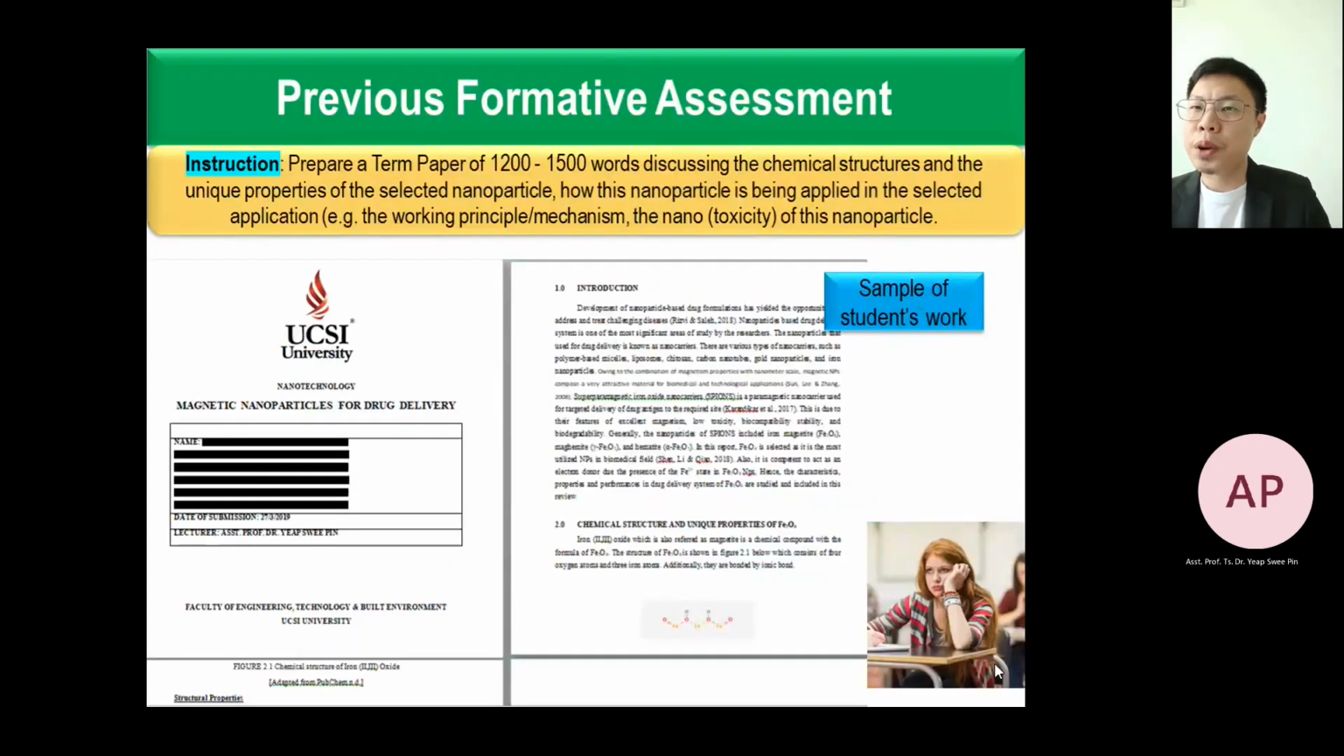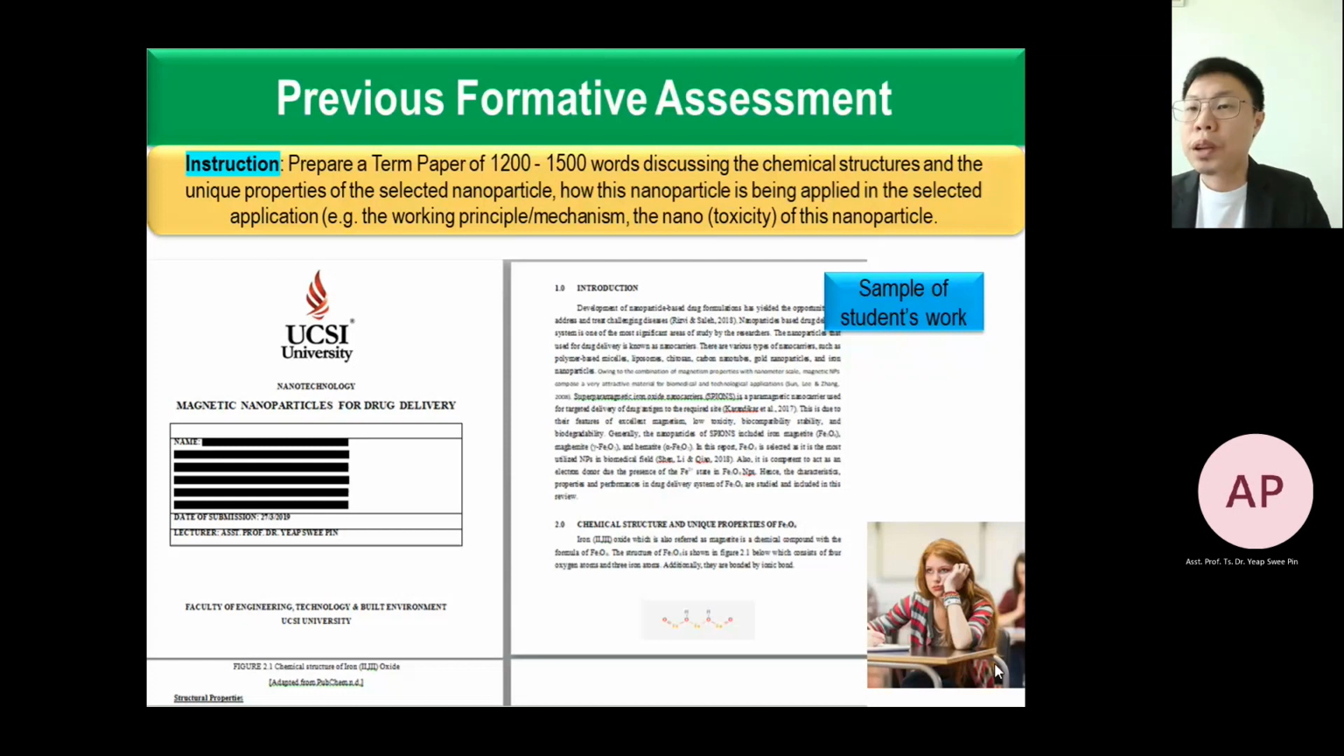Now let's have a look at the previous formative assessment implemented for this course. The students were required to prepare a term paper of more than 1,000 words discussing nanotechnology, how it is applied in the industry, and also the toxicity of the materials. Here on the screen is one sample of a student submission, whereby students have to do a lot of reading from websites and journal articles, which is considered boring by the new generation, and come up with a report.